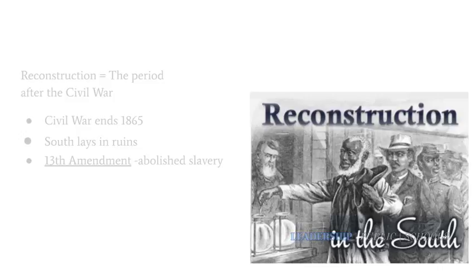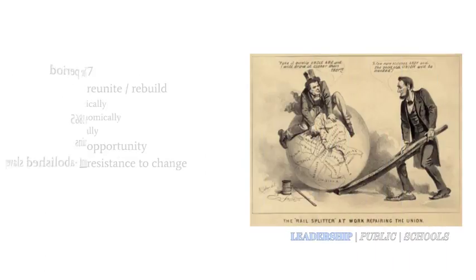Reconstruction begins at the end of the Civil War, and the southern states lay in ruin, having been burned and destroyed over the scope and sequence of the Civil War. The 13th Amendment was passed at the end of the Civil War, which abolished slavery. From 1865 to 1877, Reconstruction attempted to reunite the country and to rebuild the South.